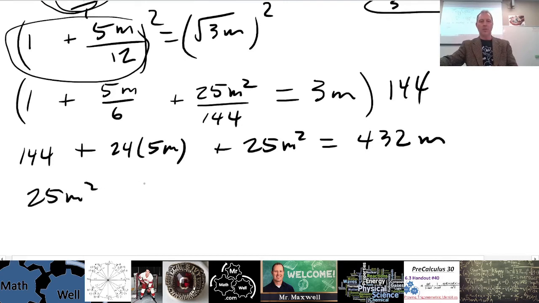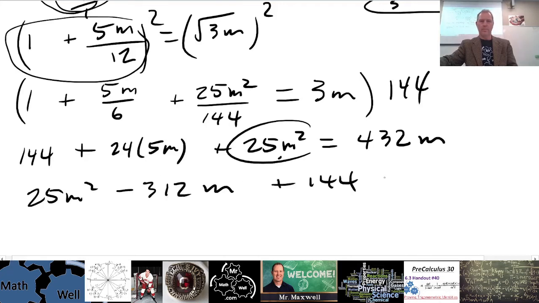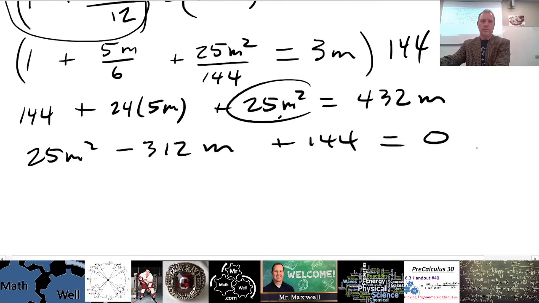I've got 25m squared. If I subtract 32m, so this is going to be 120m. So 120 minus 432m is going to be negative 312m, I believe, plus 144 equals 0. All good so far? You guys are double checking my mental math here? It's early in the morning for me too, so you guys might have to double check.